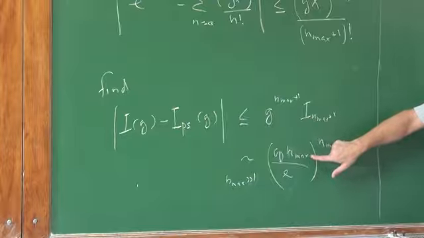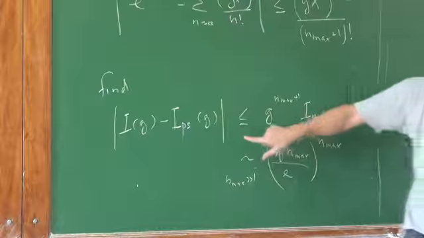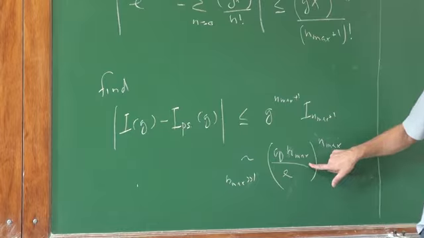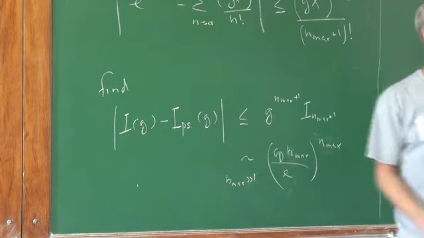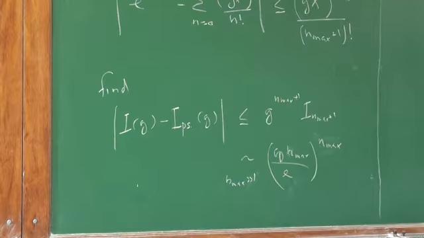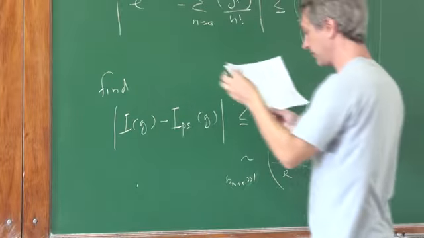Once we have found the minimal value for n max, we can put it back in here, and then we can see how small this mistake gets. If you like, you can do it at home: do a variation with respect to n max, which would be the best choice for the order to which we should do the perturbative expansion.